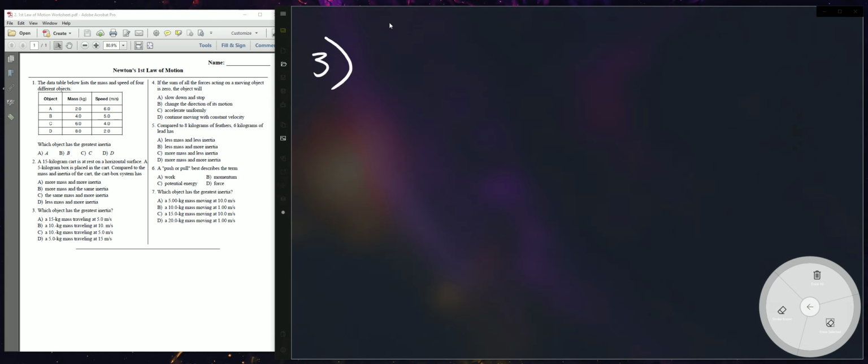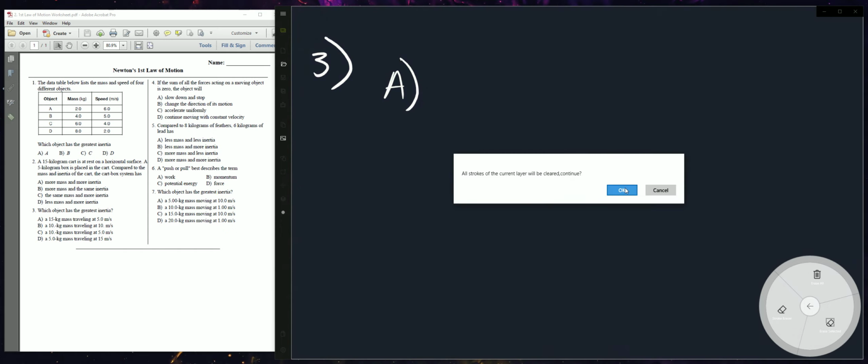Number three, which object has the greatest inertia? Again, I told you speed and velocity don't matter. If speed and velocity don't matter, the only thing that matters is your mass. So which one has the highest mass? Well, choice A has the highest mass.